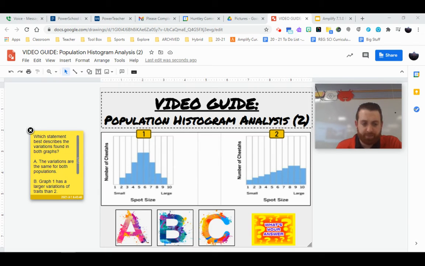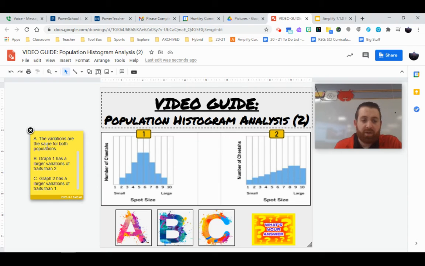So let's look at our options. A, the variations are the same for both populations. So when we look at this, are the variations the same? B, graph 1 has a larger variation of traits than number 2. And then C, graph 2 has a larger variation of traits than 1. So A, they're the same. B is graph 1 has more variation. C is graph 2 has more variation.